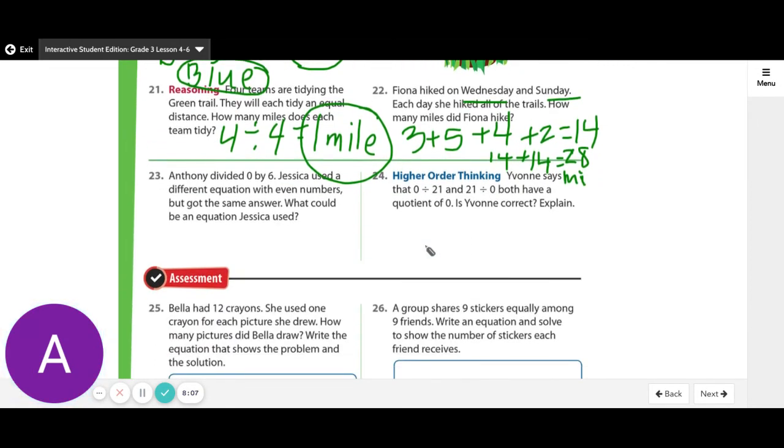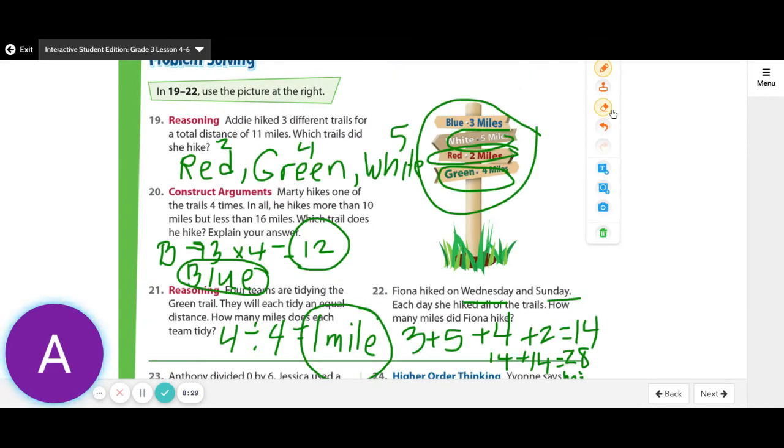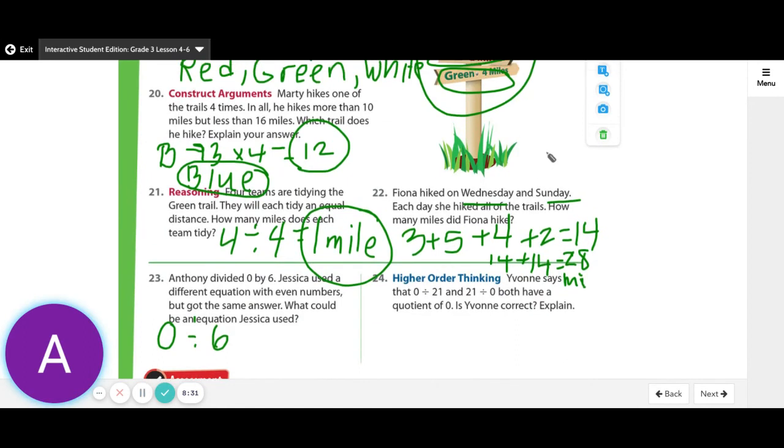Let's look at 23. Anthony divided 0 by 6. Jessica used a different equation with even numbers, but got the same answer. What could be an equation Jessica used? So this one could have many different answers because 0 divided by any number is going to be 0. But we do know she used an even number. So we know it's not 0 divided by 6 because that's what Anthony used, and she used a different equation with an even number.